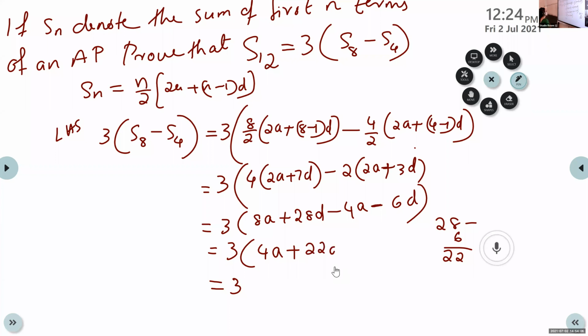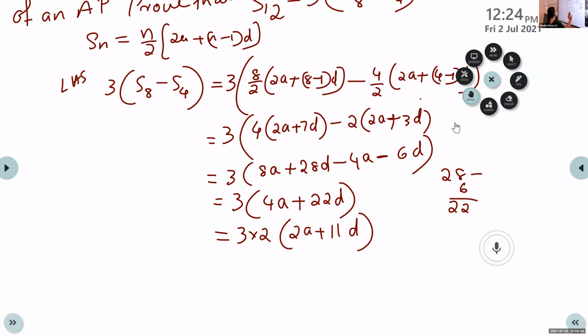So next, we can take 2 outside. Did we multiply 3 inside? No, ma'am. So 3 into 2 also taken outside. 3 into 2 into 2a plus 11d. Now we need to prove that this is S12.